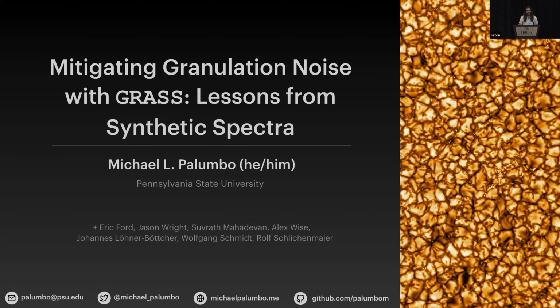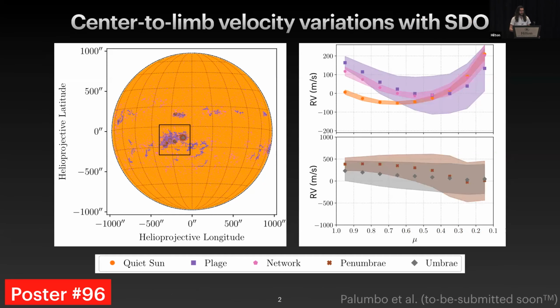I'll be telling you about my attempts to model and understand granulation at the spectral level using empirical observations of the sun. But before I get into that, I do want to advertise I also have a poster on other science using SDO HMI observations to understand and probe center to limb velocity variations in different solar regions.